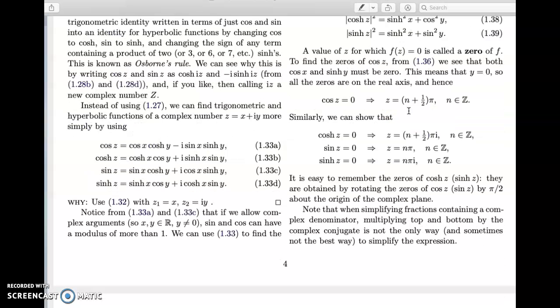Right, so the next bit is extremely important. A value of z for which any function f of z is equal to 0 is called a zero of f. Slightly confusing terminology, but that's just the way it is. So we want to find the zeros of cos z. Well, when z is real, we already know what the zeros of cos z are, hopefully, if you can remember them. They are z equals pi by 2 and z equals 3 pi by 2 and any odd multiple of pi by 2.